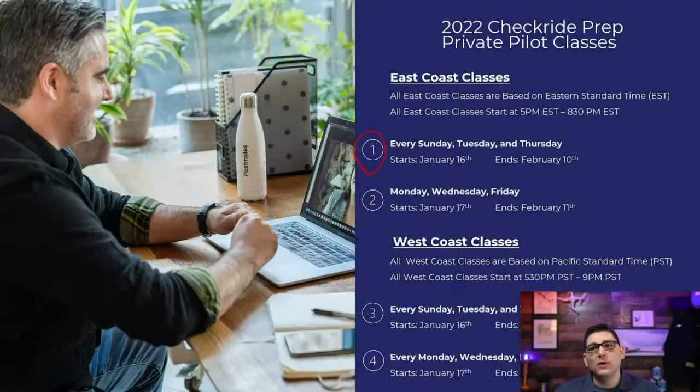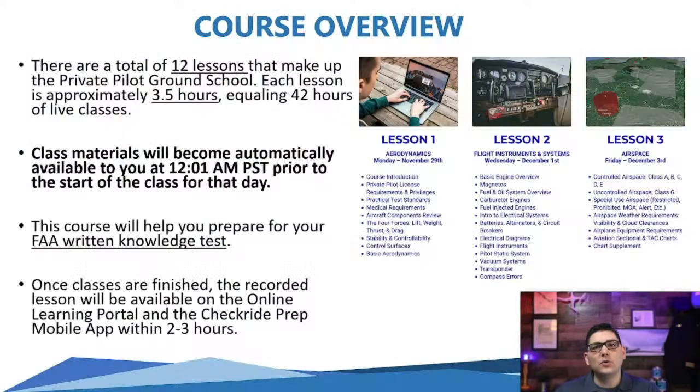Now, as I said before, there are a total of 12 lessons that make up our course. They are approximately 3 to 3.5 hours. So we will cover about 42 hours of live classes, including the Q&As there. Now, the class materials for each lesson become available the day that the class starts. So, for example, today's lessons all became available to you at 12:01 a.m., but you'll notice that if you attempt to click on lesson 2, 3, 4, or anything else beyond that, it is locked out.